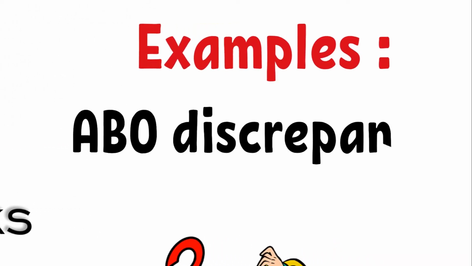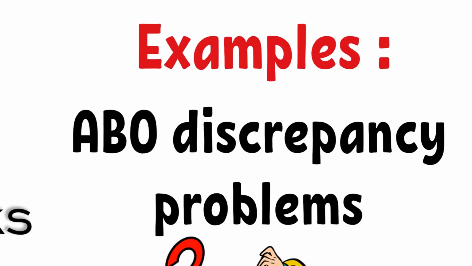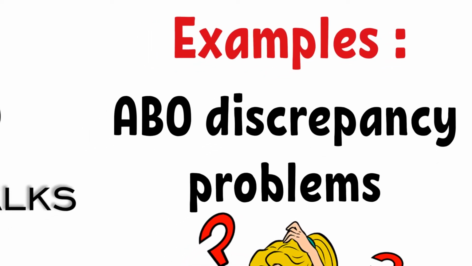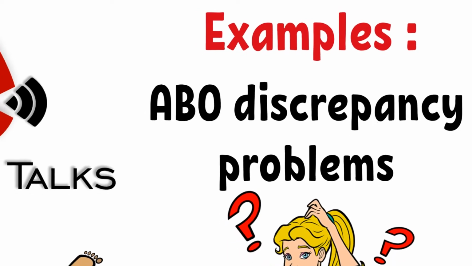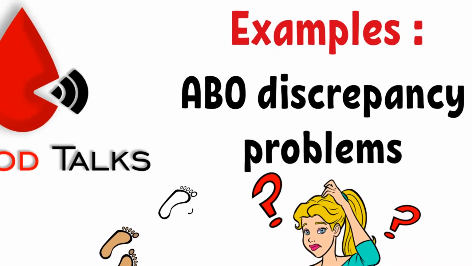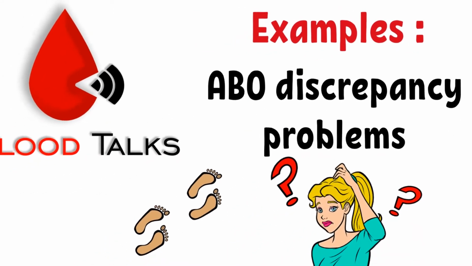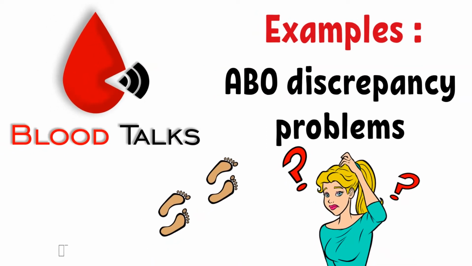We have been talking about ABO discrepancy for a while. Today, we will go over step by step how to solve an ABO discrepancy problem. This is just a guide to help you approach an ABO discrepancy when you see one. I have some examples for both the discrepancy in the forward typing and the reverse typing.